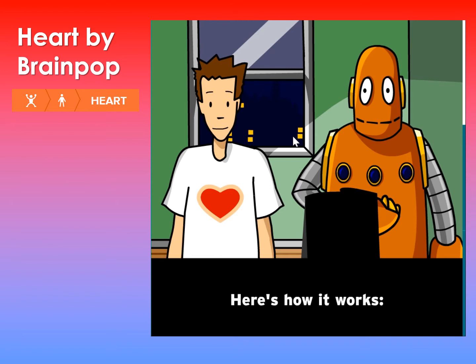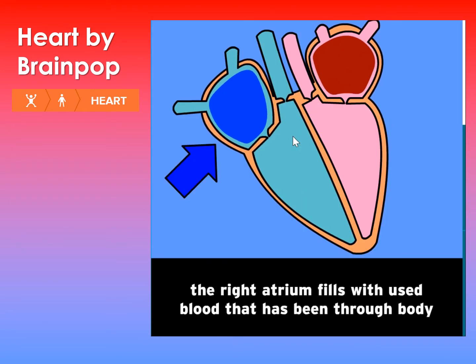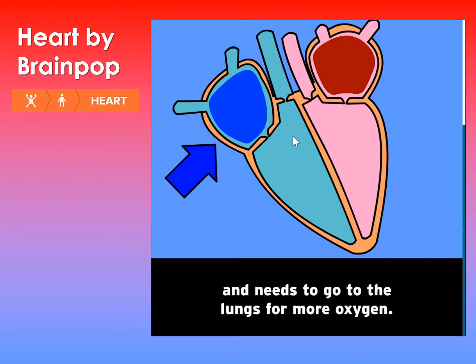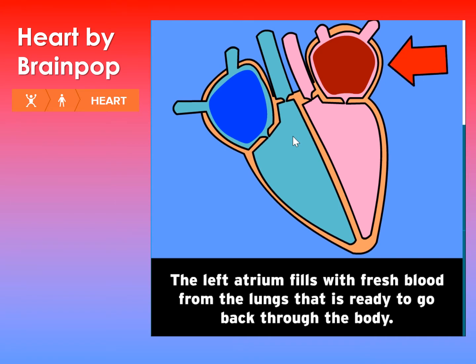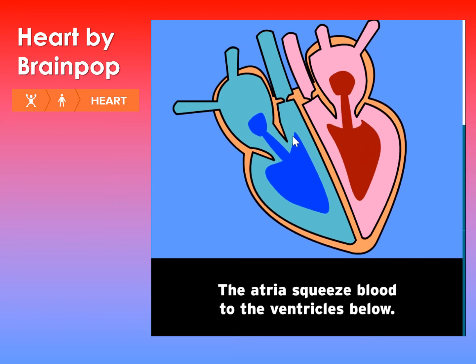Here's how it works. When your brain sends a signal for the heart to beat, the right atrium fills with used blood that has been through the body and needs to go to the lungs for more oxygen. The left atrium fills with fresh blood from the lungs that is ready to go back through the body. The atria squeeze blood to the ventricles below.